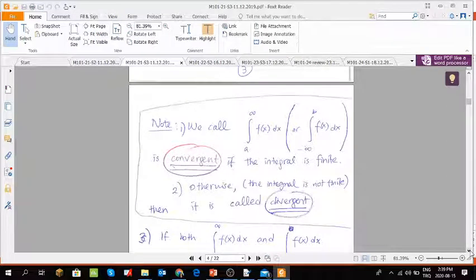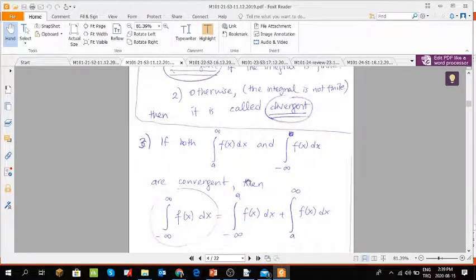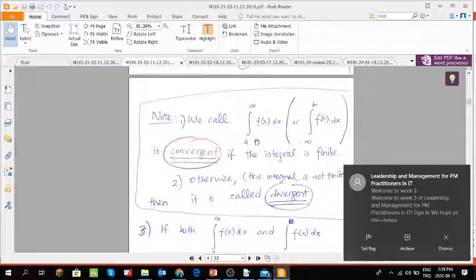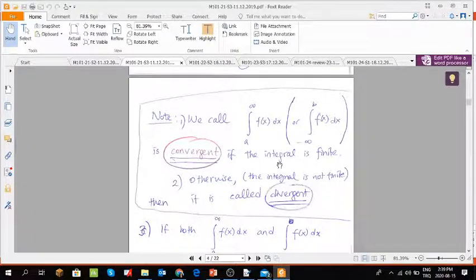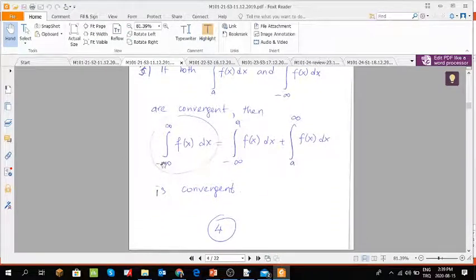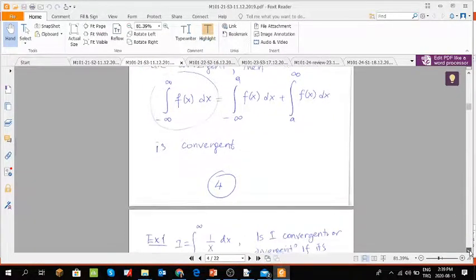If we have both sides, we will do it in example 3. If both the integral from a to infinity of f of x and the integral from negative infinity to a of f of x dx are convergent, sorry, just a sec. We note that we call it convergent if the integral is finite, otherwise we call it divergent, as I said before. But sometimes we may have a mixture of the two, where we have infinities on both ends. We separate it into two. If both of them are convergent, then we say that this is convergent, otherwise it's divergent.